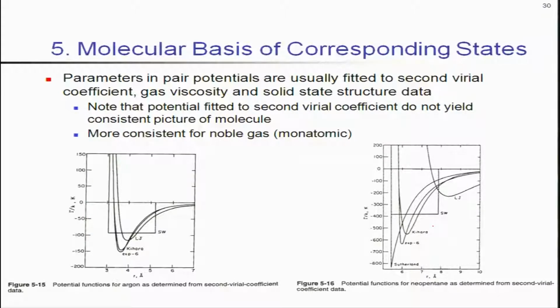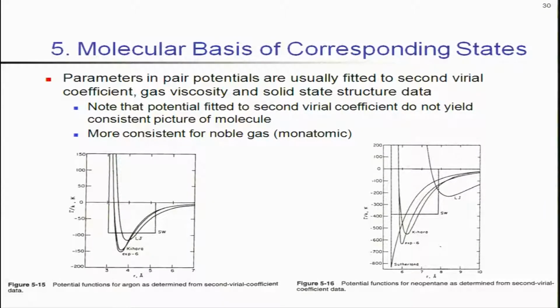Now, how do we evaluate these parameters in the pair potentials? Typically we try to fit to the second virial coefficient, gas viscosity, and solid state structures obtained from experiment. We already discussed how to evaluate the second virial coefficient considering very dilute density. Now, the problem is that when you try to fit the potential model using the second virial coefficient, it does not provide a consistent picture of the molecule, which you can see from simple argon.